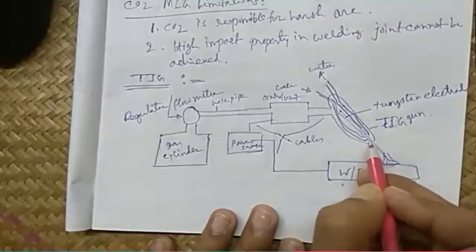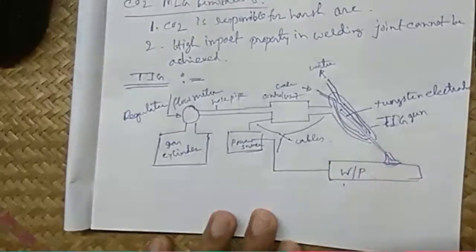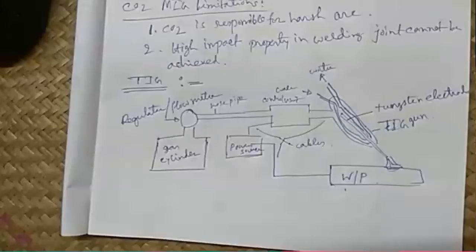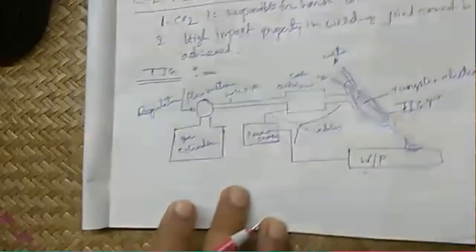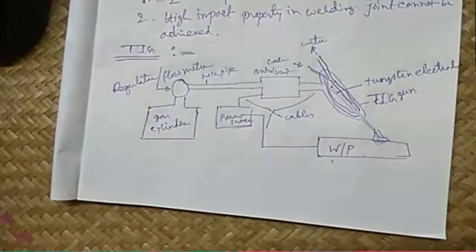Inside it there is an electrode holder and the water jacket. So water can flow through it and cool the electrode so that the electrode does not wear out easily. And tungsten is used because of its heat resistance property. That's why it can withstand more temperature.